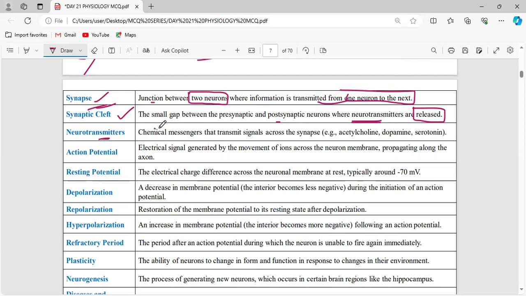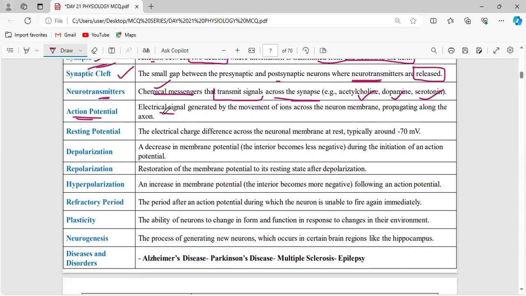Now, what are neurotransmitters? That is nothing but chemical messengers. This is the one that transmits the signals across the synapse. See, what are the examples for the neurotransmitters? Acetylcholine, dopamine, and serotonin. Not only this, all the hormones, we can call them neurotransmitters. Now, what is action potential? See, what is action potential means?